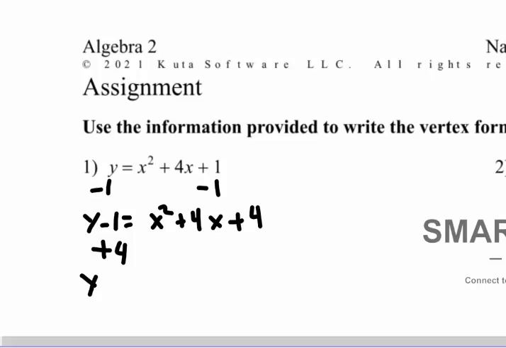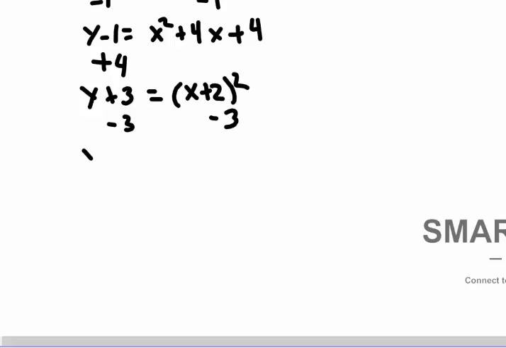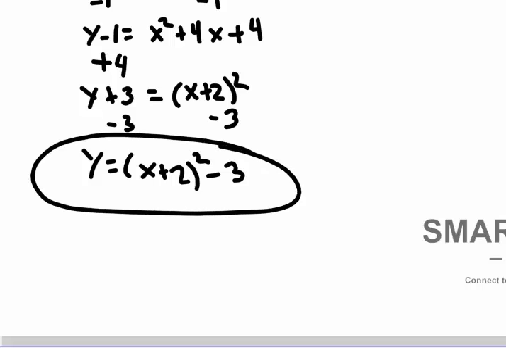So now we've got what? y plus 3 equals, and we know this will factor to x plus 2 times x plus 2. And then, last step, subtract 3 from both sides. And you end up with y equals (x plus 2) squared minus 3. Now it's easy to graph.